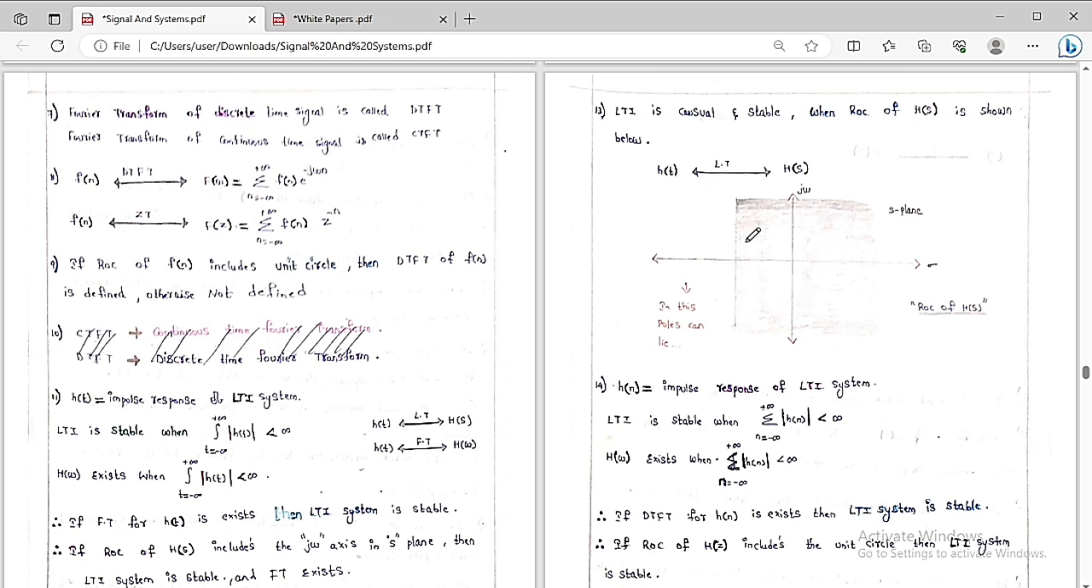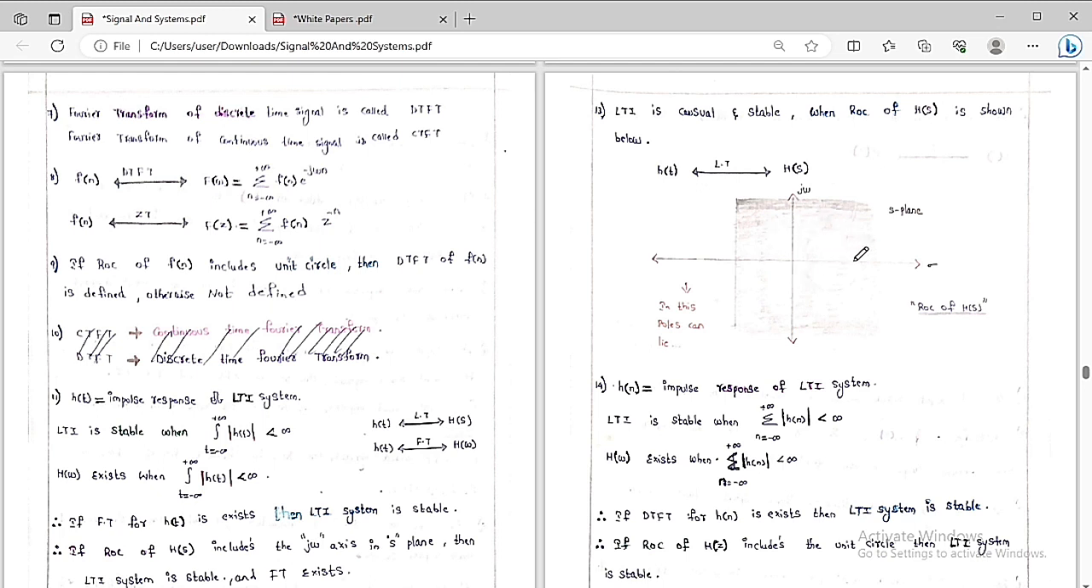I've already told you, because ROC means if you keep any value in that F of s, you should get a finite value, but if you keep a pole, you are going to get infinite. So in this region the poles can lie, but in this region there will be no poles, and this ROC is bounded by the poles. So you can say this is the ROC of H of S. Why is it like this?